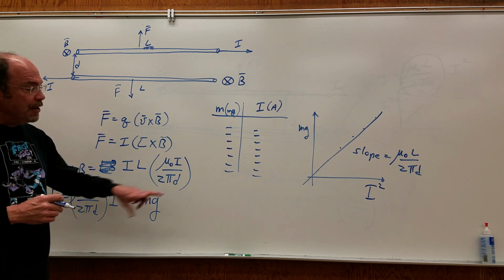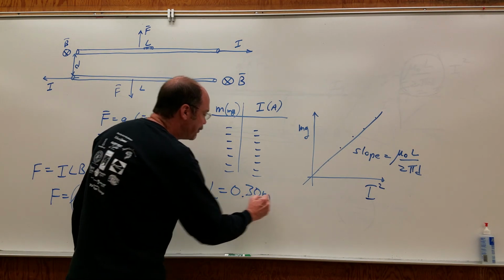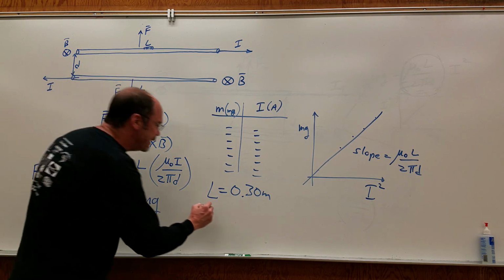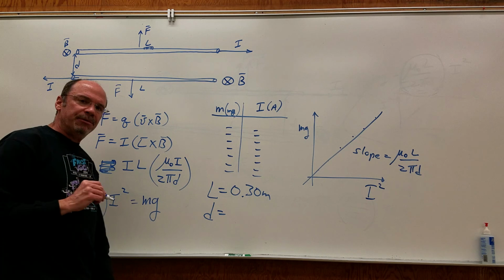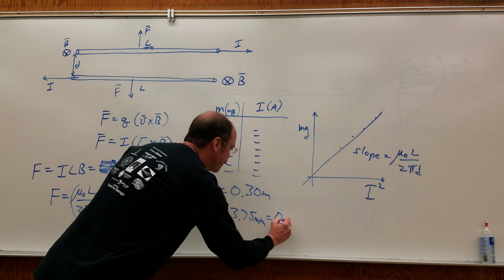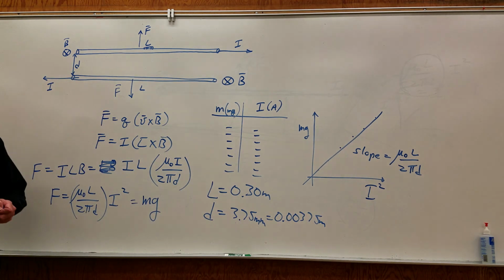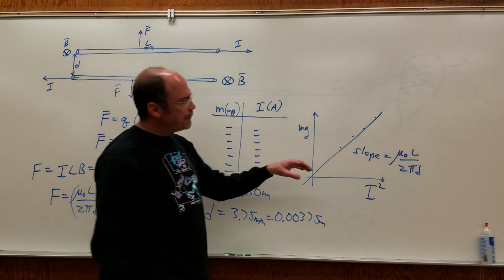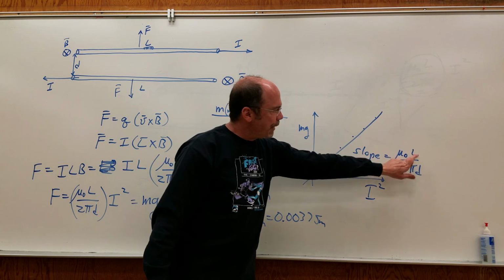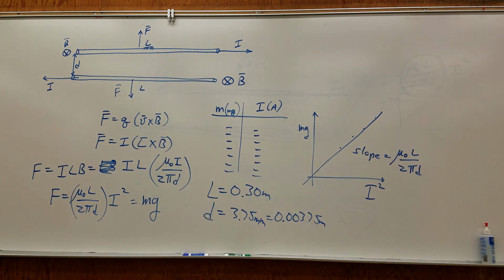For this experiment, I measured L to be 30 centimeters, or 0.3 meters, for the movable wire. The distance d that I had for equilibrium before I put any mass on was 3.75 millimeters, so 0.00375 meters. Then all you have to do is take the data that I gave you, make the plot, figure out the slope, use the values for L and d, and then compute mu0.